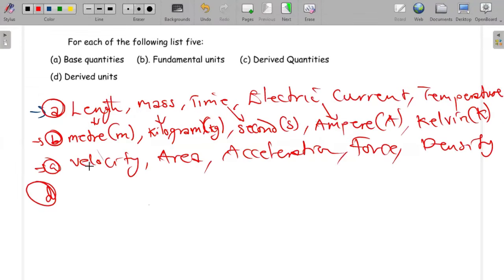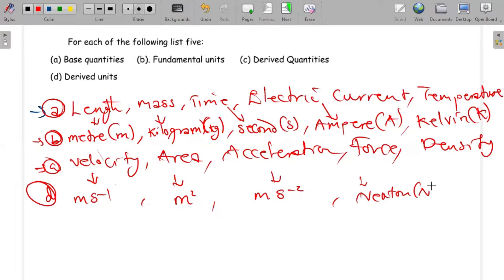Let's look at derived units now. What are the units of measurement for velocity? Meter per second. That's for velocity. What about area? Square meter. Acceleration. It's meter per second squared. What about force? For force, we use Newton, which is represented by capital letter N.